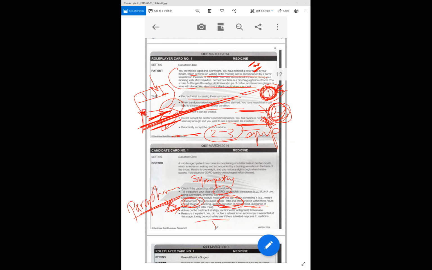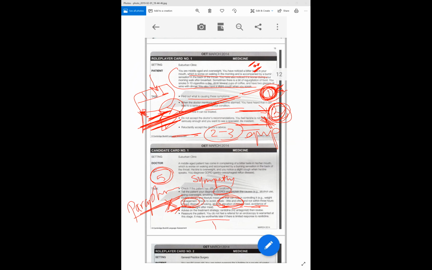Then try to be rapid, because only 5 minutes are allowed for you. So don't worry. Don't be slow. Try to be quite rapid.